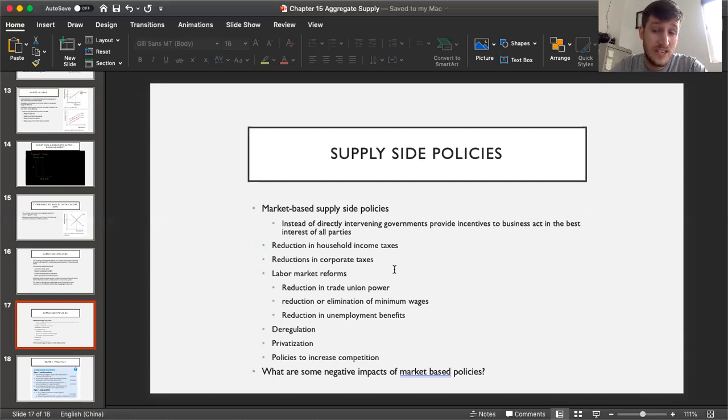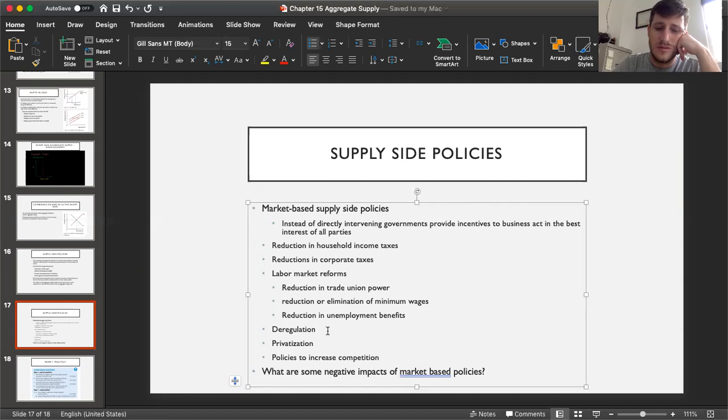So things like reduction in taxes would be a market-based policy. Anything that would make hiring and firing of people easier would be a market-based policy. So that could be things like reducing the powers of trade unions, or getting rid of minimum wages, or getting rid of benefits. Obviously, these have a lot of impacts as well. It might be a way to grow the aggregate supply side of the economy, but it's going to have other impacts. So if you're recommending one of these policies, which is perfectly fine, you need to also think about what other impacts there are.